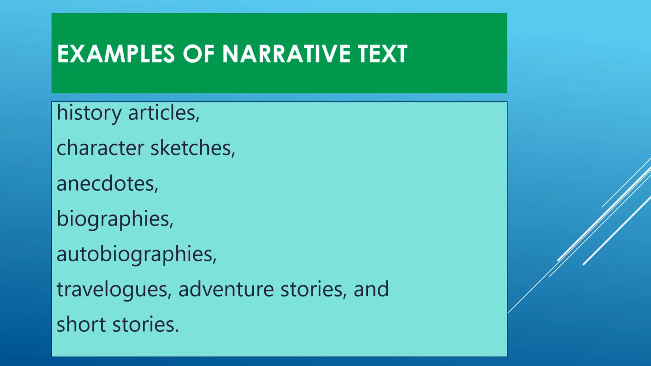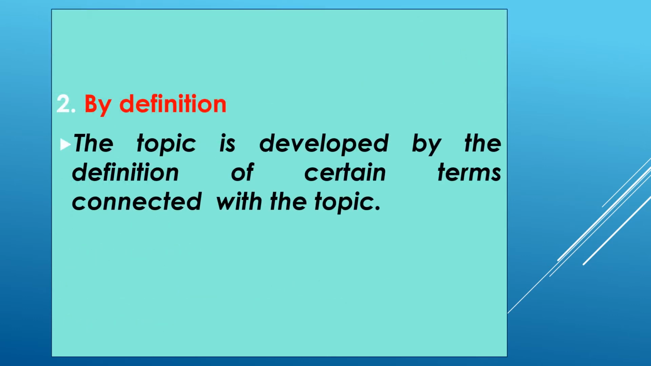Examples of narrative text include history articles, character sketches, anecdotes, biographies, autobiographies, travelogues, adventure stories, and short stories. The second way to develop a paragraph is by definition. Here, the topic is developed by the definition of certain terms connected with the topic.